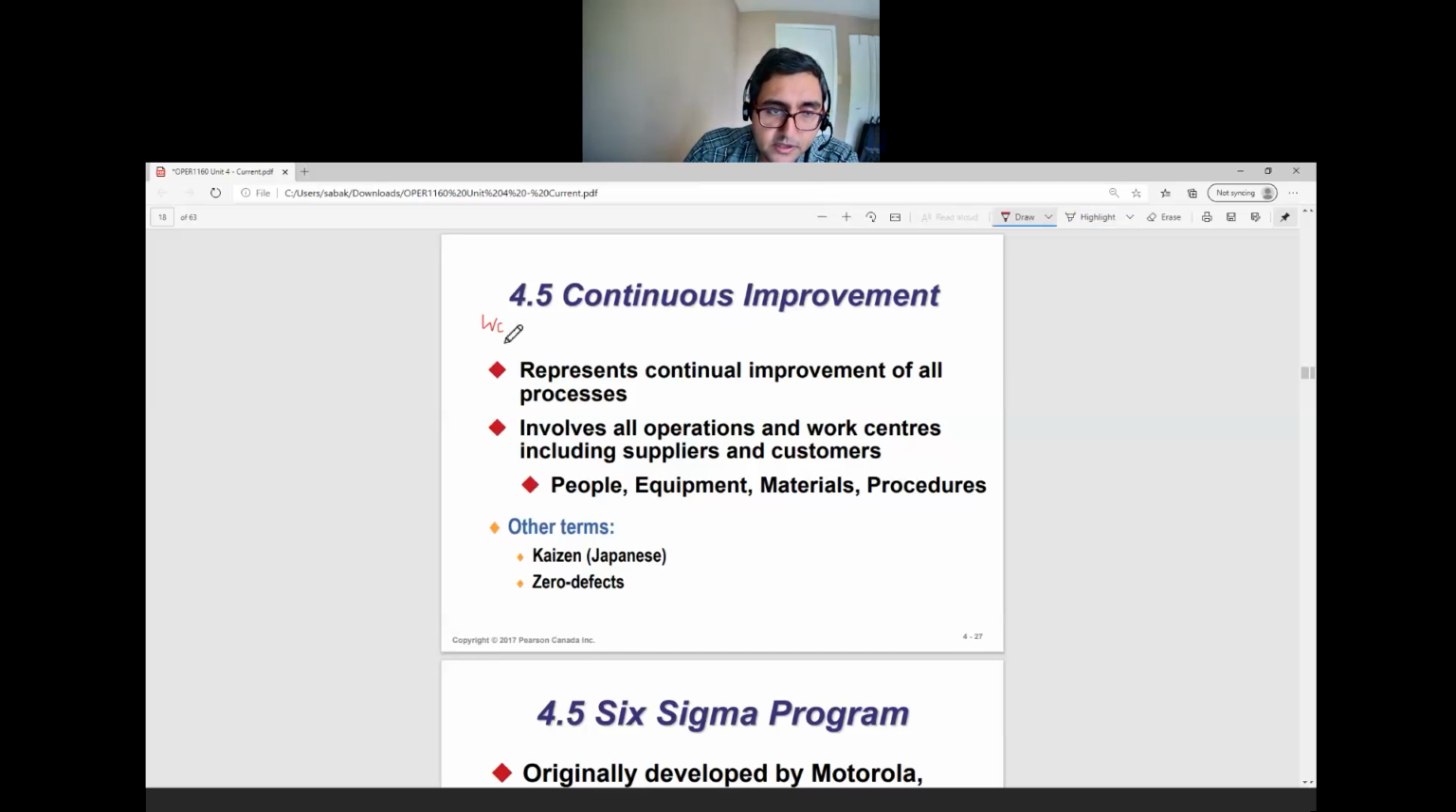Let's say that I want to reduce the waiting time in Tim Hortons. Waiting time reduction is my focus. I don't get satisfied just by reducing the waiting time from, say, 5 minutes to 3 minutes. I keep on continuously working on this process so that I keep on improving. So it represents the continuous improvement of all the processes.